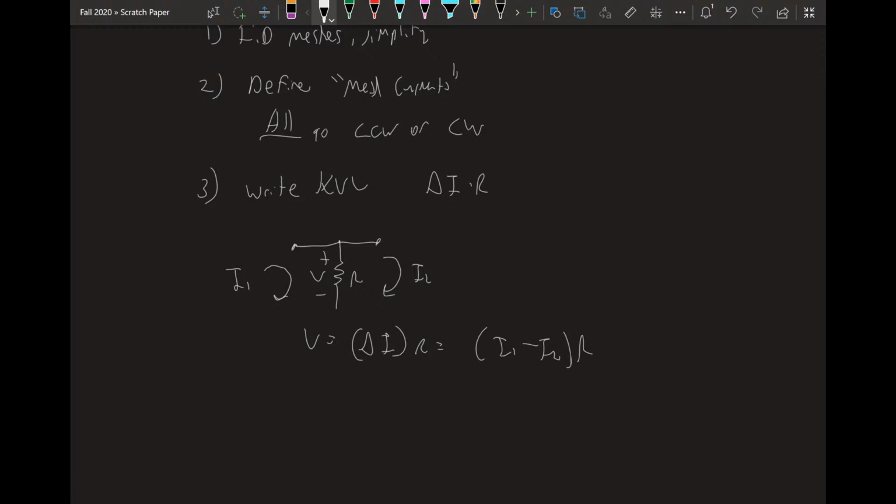Why I1 minus I2? Because we're picking the left mesh as our point of reference. So if the left mesh is our point of reference, that means I1 is positive and I2 is going the wrong way, according to the voltage drop. If we chose the right mesh as reference, it will be switched. We will get that V still equals a change in I times R, but it will be I2 minus I1 times R, because now, from our perspective, this seems like the positive way. Does that make sense? This is the part most people will get confused by in mesh current, I think. Why we switch it.